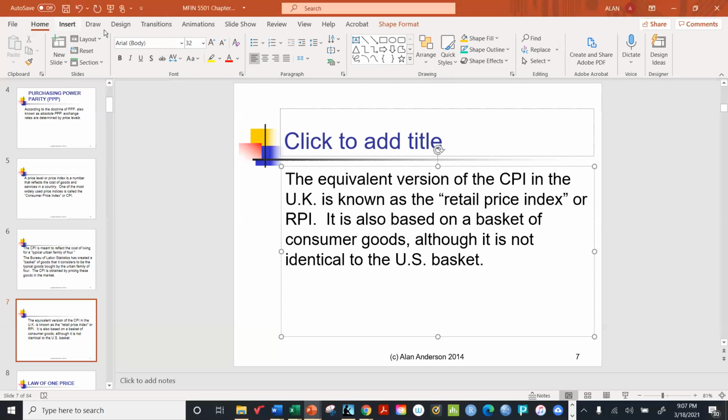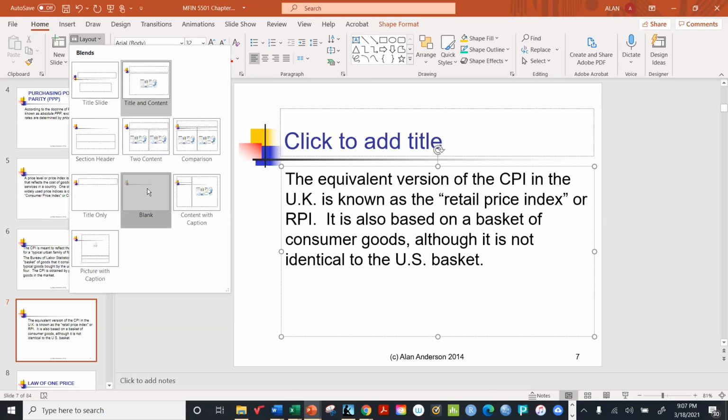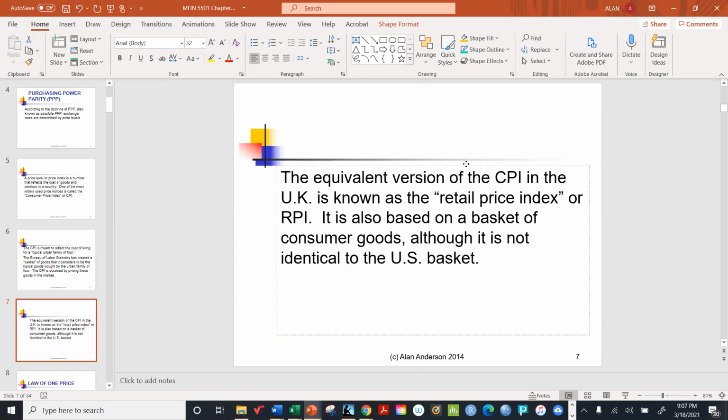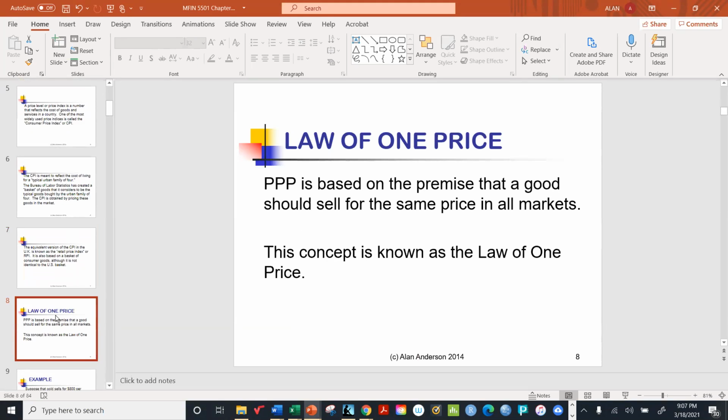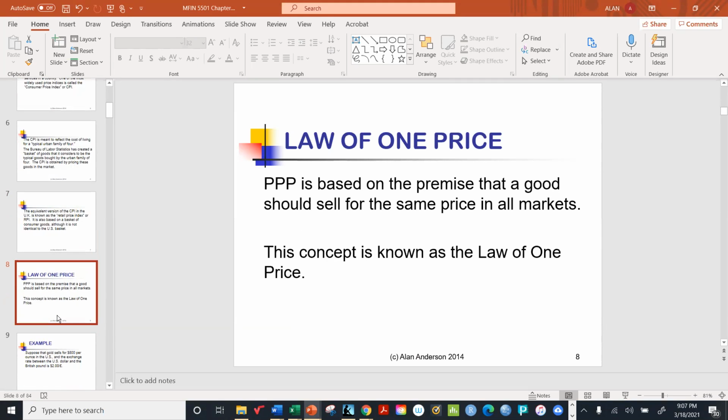Now, the first of our parity conditions tells us the following. Well, first, I shouldn't say that. The first one, purchasing power parity, is based on the premise that a good should sell for the same price in all markets, which is known in economics as the law of one price. Does that make sense? Well, it depends. You see, there's a lot of potential issues here.